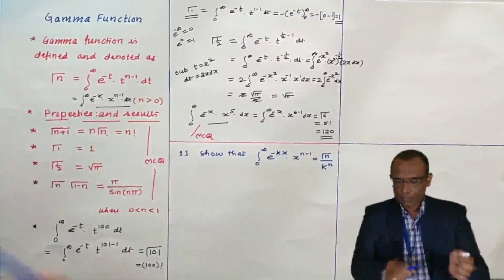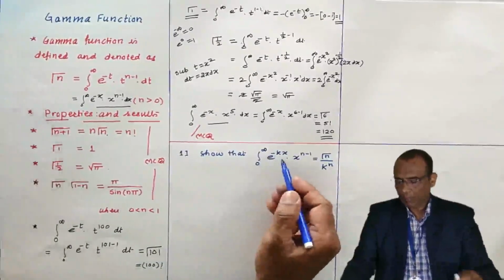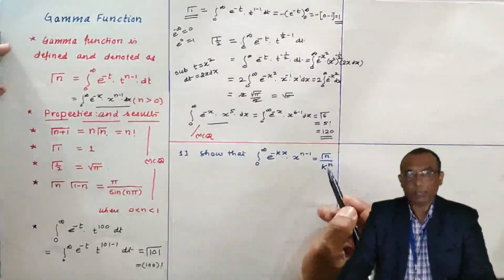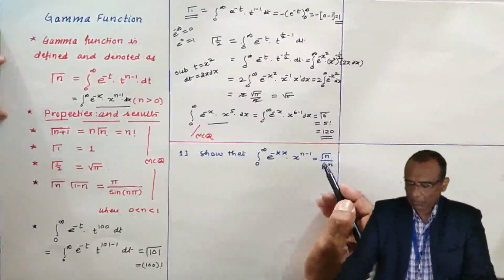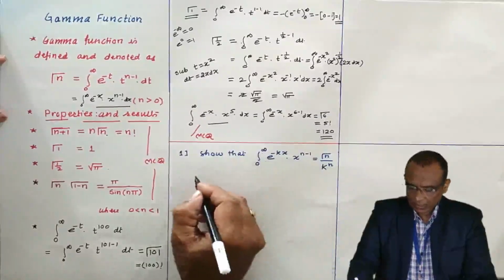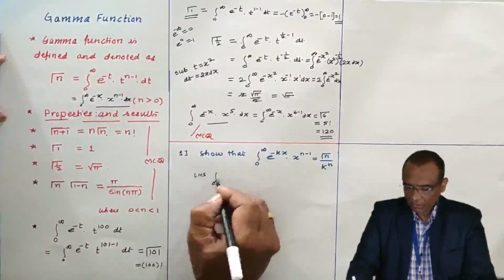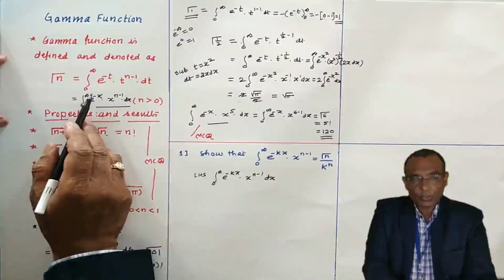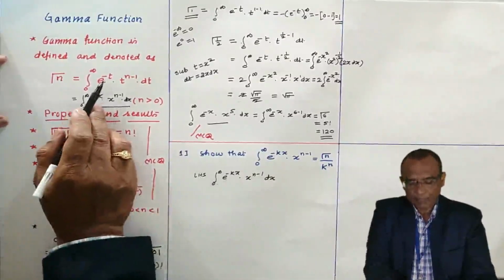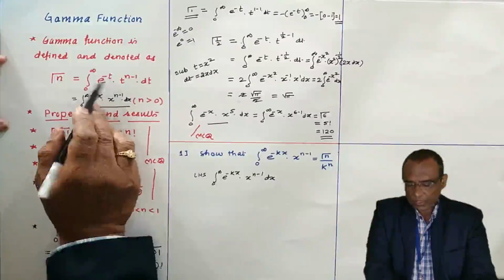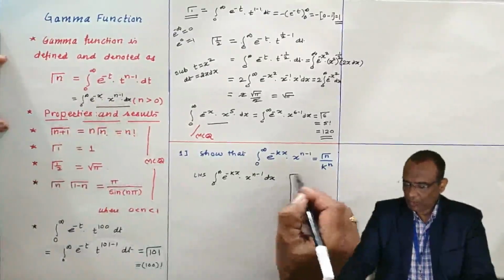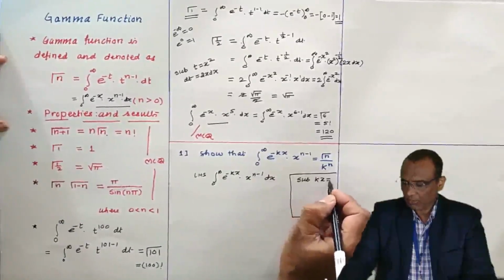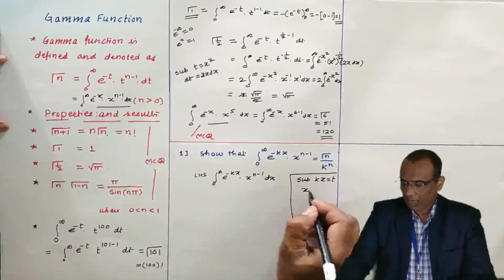The first one: show that the integral from 0 to infinity of e power minus kx times x power n minus 1 equals gamma n by k to the power n. Now, if I take the left hand side, the integral from 0 to infinity of e power minus kx and x power n minus 1, I am going to use the gamma function. In our gamma function, the argument of e is minus t. So I am going to substitute kx equal to t.